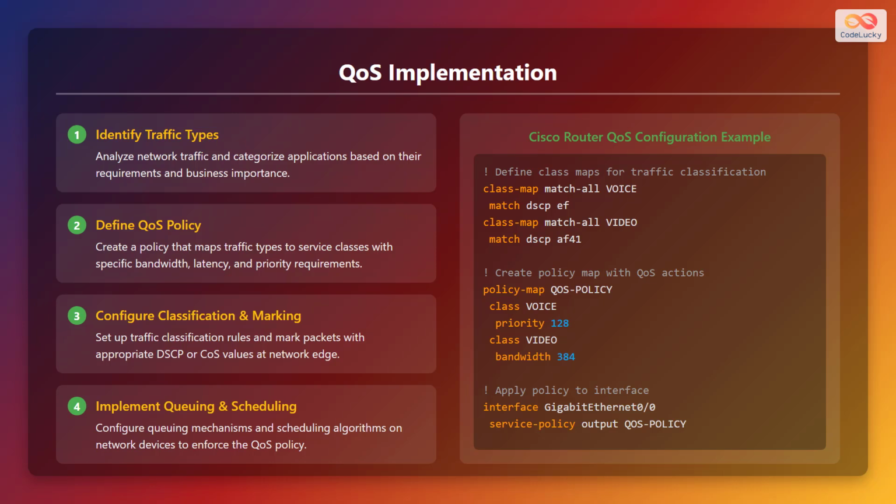After that, configure classification and marking. Set up traffic classification rules and mark packets with appropriate DSCP or QoS values at the network edge. Finally, implement queuing and scheduling. Configure queuing mechanisms and scheduling algorithms on network devices to enforce the quality of service policy.